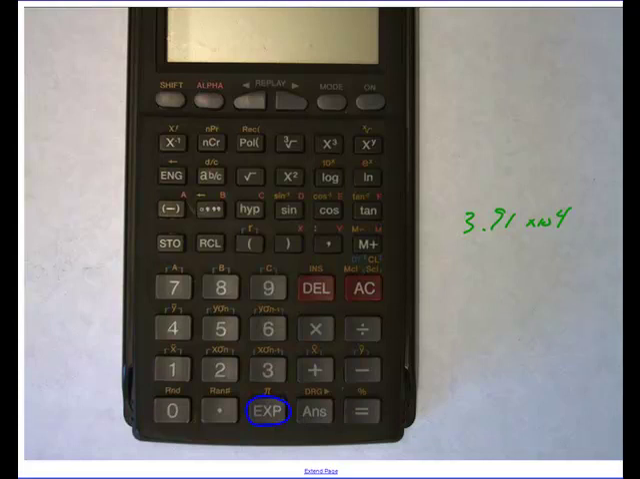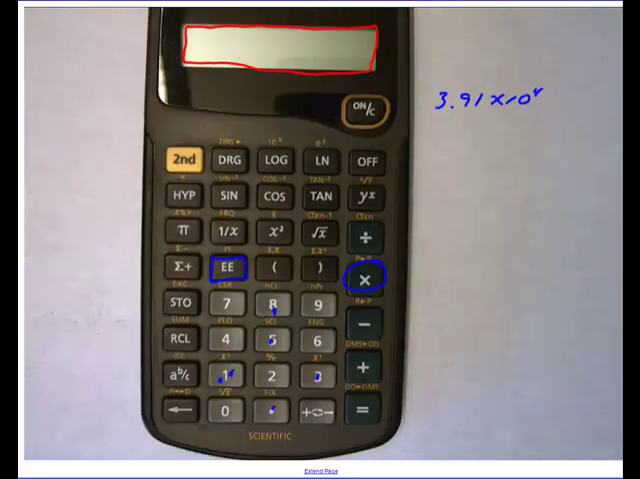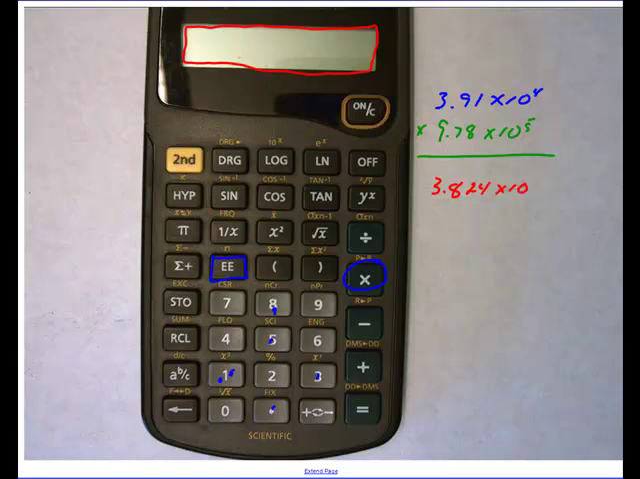So let's do a little math and see if we can get this figured out. I've got 3.914, and I want you to multiply that by 9.78 times 10 to the 5th. Okay? So do that in your calculator right now and see what you get. When I do that in my calculator, I get 3.824 times 10 to the 10th.